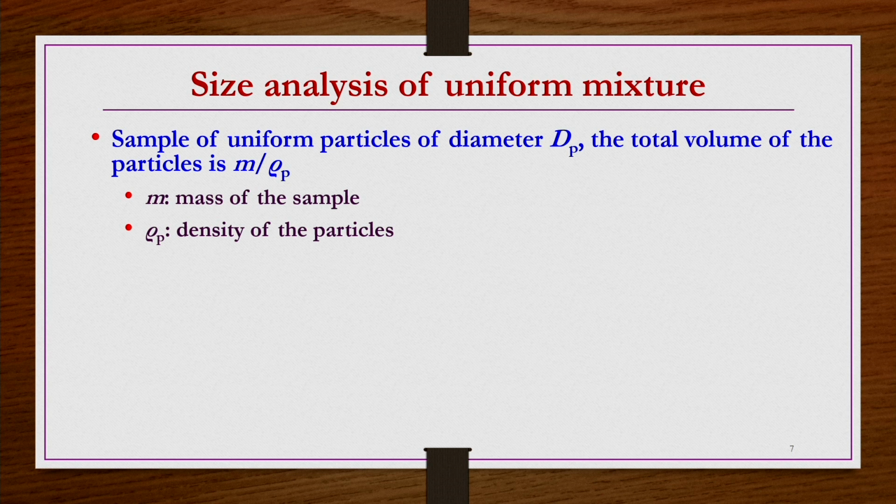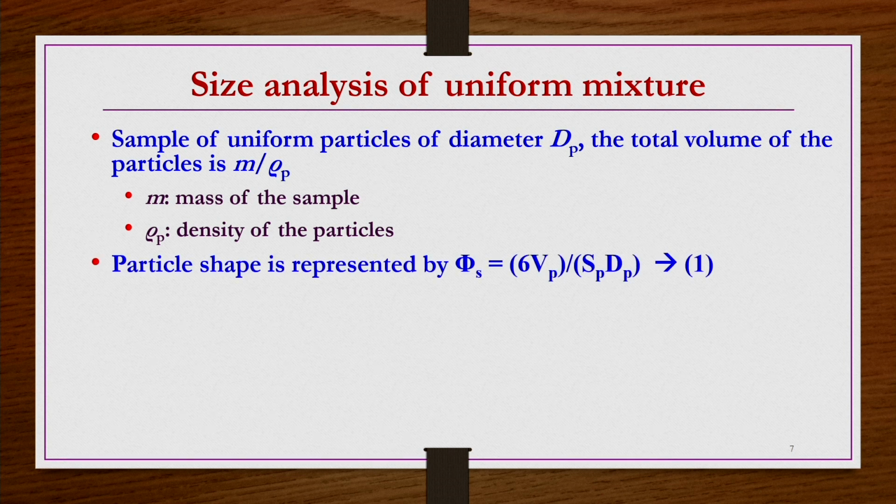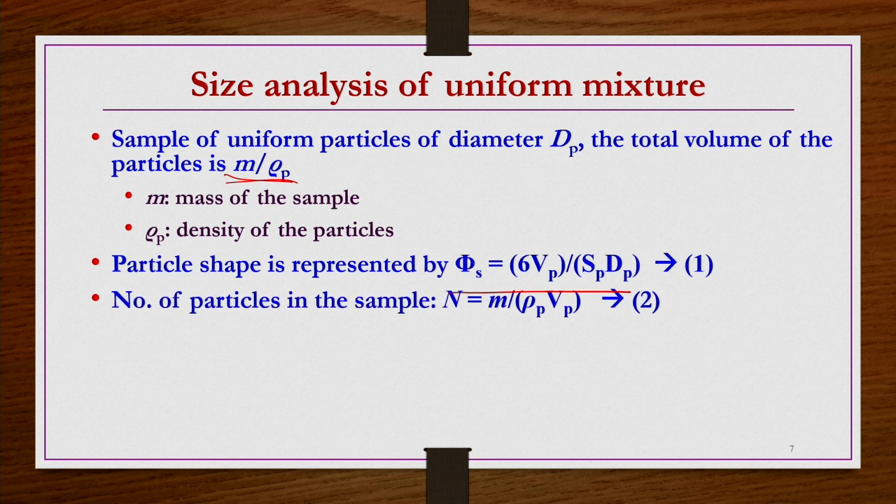Then if the particle is not spherical, it has some other shape, then you need to know the sphericity of that particle shape also. For that we have the sphericity definition, phi s equals 6 Vp by Sp dp. Now, if you want to know the total number of particles in that uniform mixture, you take the total volume of the sample, m by rho p, that you already know, divided by the volume of a single particle. Then you will get the total number of particles. So, the number of particles in the sample, n, equals m by rho p Vp, where Vp is the volume of one single particle.